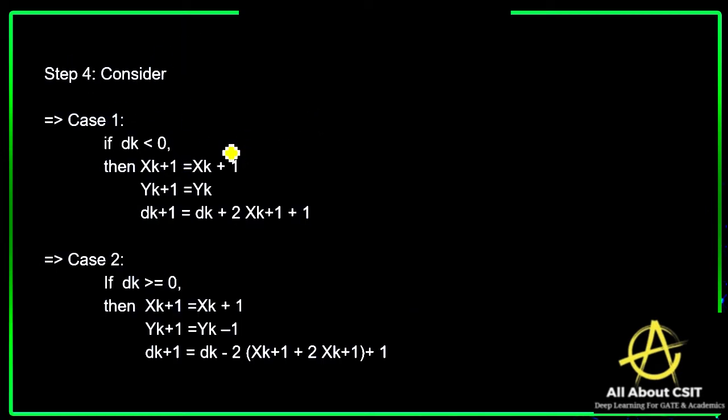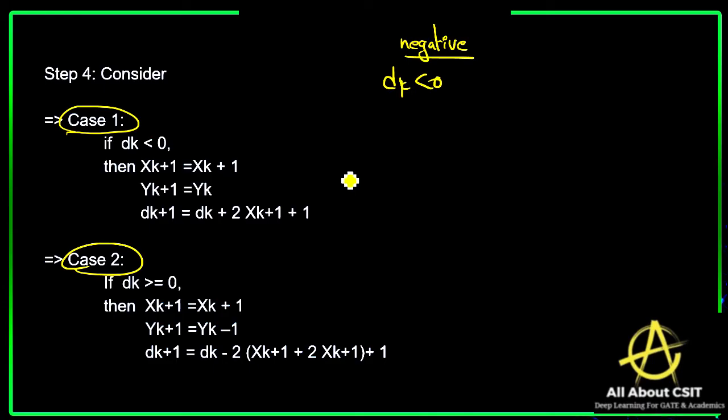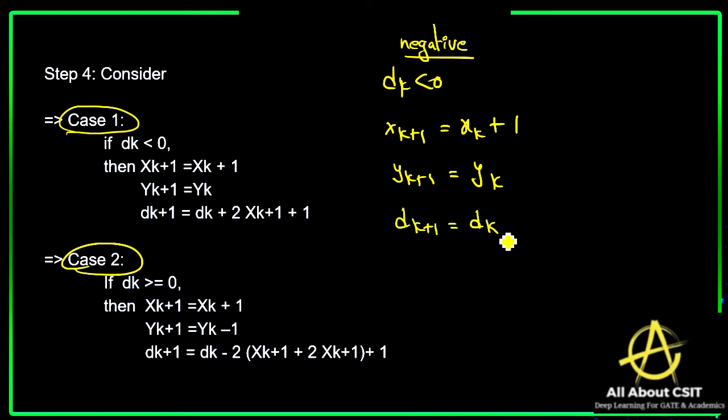Now, consider case 1. Two cases are there. Dk less than 0, meaning you get a negative value. Less than 0 means first take xk plus 1 by taking the previous value and incrementing it by 1. The yk plus 1 value, the next point value, is simply the previous value only. Then calculate the decision parameter: dk plus 1 is equal to dk plus 2 xk plus 1, that is this value, you have to take here, plus 1. This is when dk is less than 0.